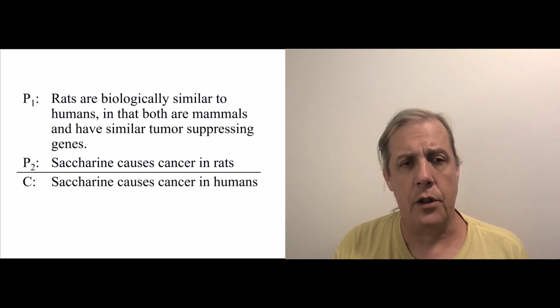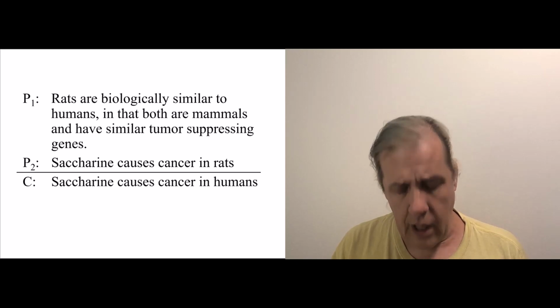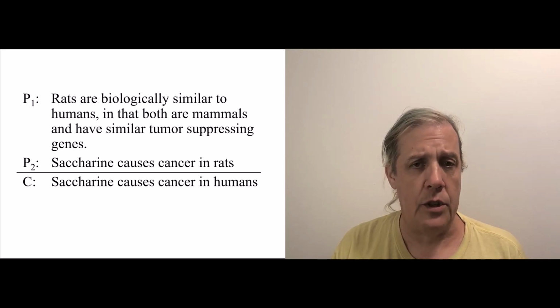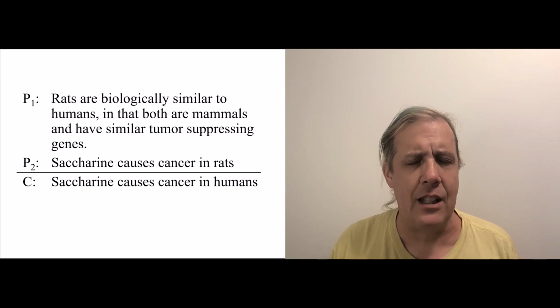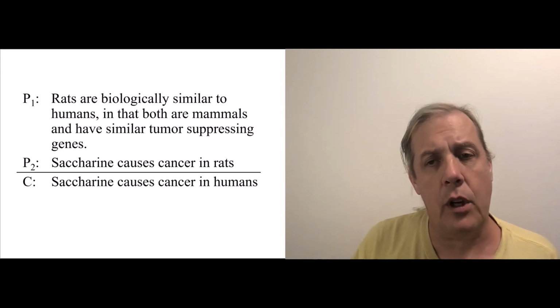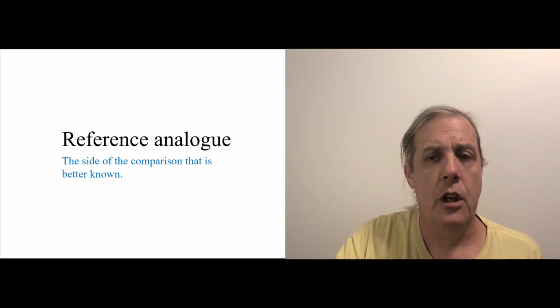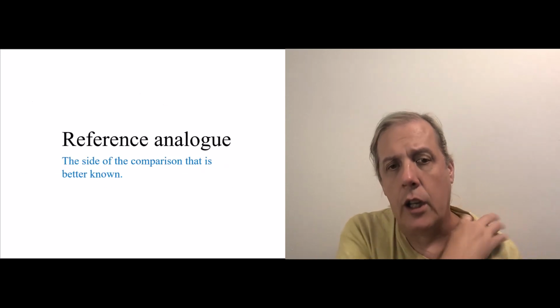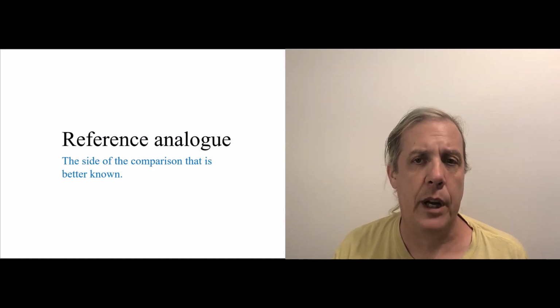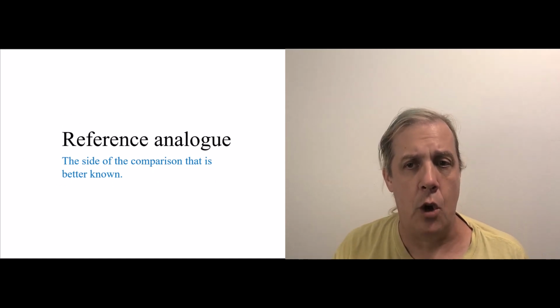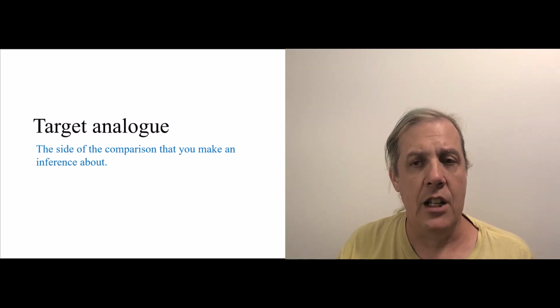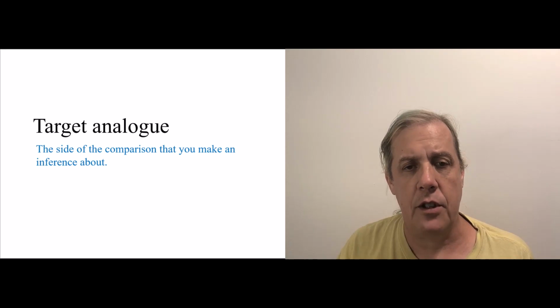We said of this argument that an argument by analogy always has an analogy, so it has two analogs. Now we're going to identify different kinds of analogs. The reference analog is the side of the comparison that is already known. By contrast, the target analog is the side of the comparison that you are trying to make an inference about.